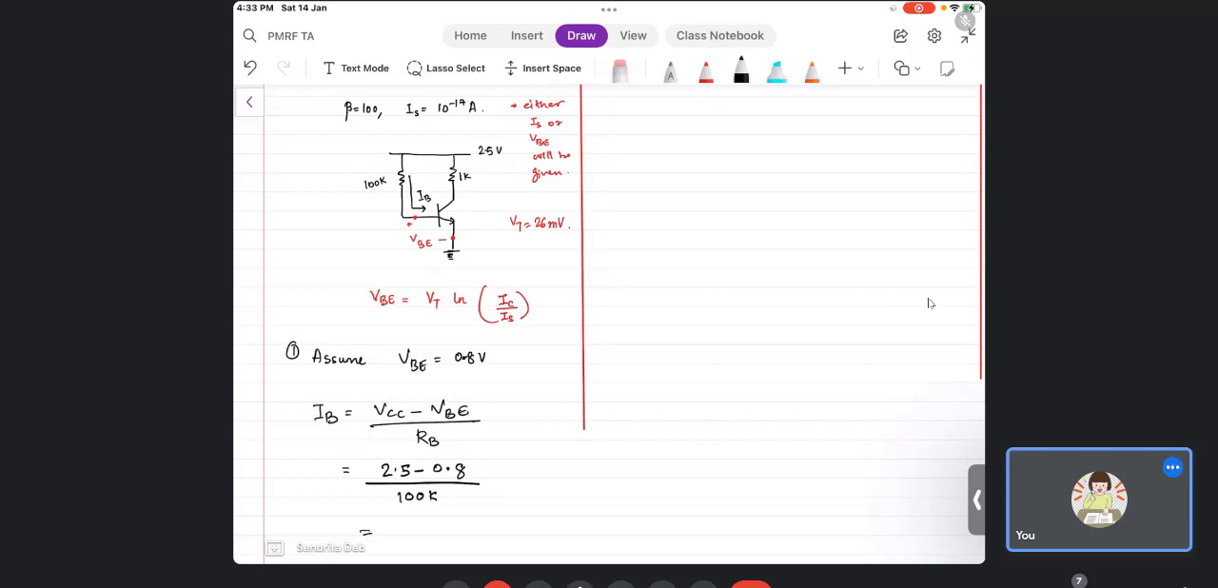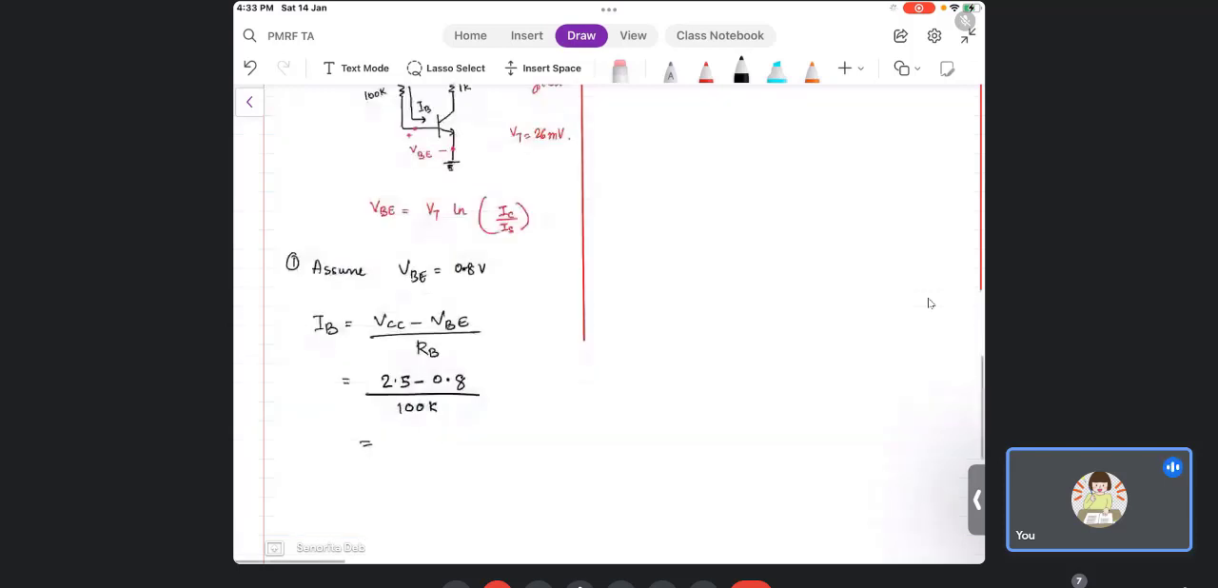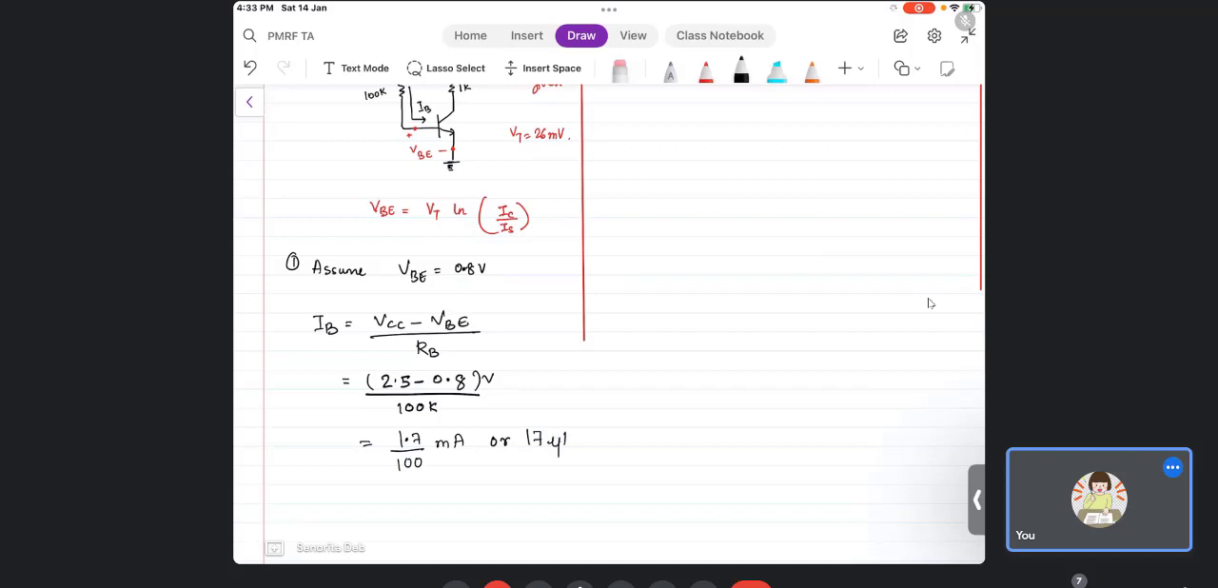I will find the value of IB, okay? So quickly tell me, what are you getting? 2.5 minus 0.8, this is in volts, this is in kilo ohms. So what you are getting is 1.7 divided by 100 milliamperes, or 17 microampere. This is your IB. Now what is IC? IC is beta times IB. Beta is 100. So 100 into 17 microampere will give you 1.7 milliampere.